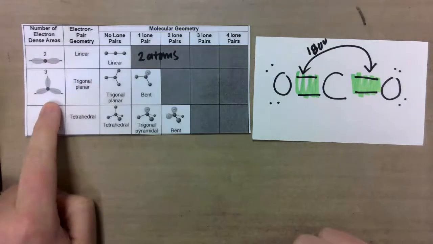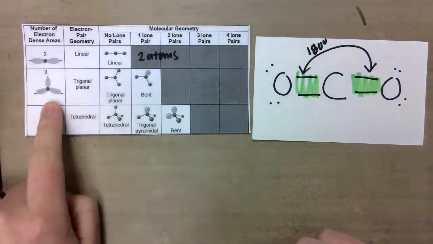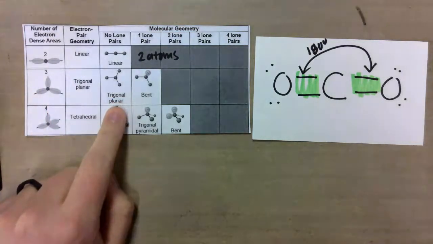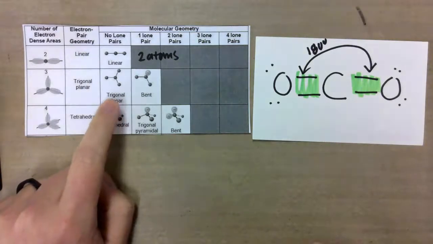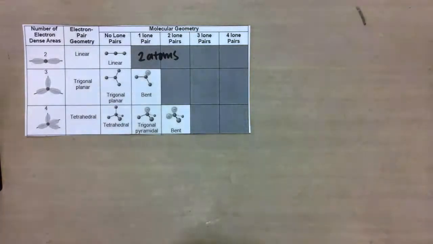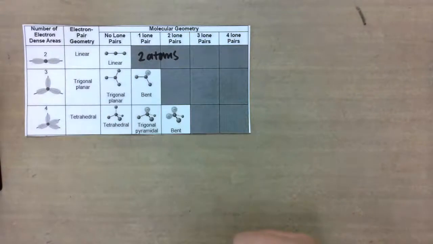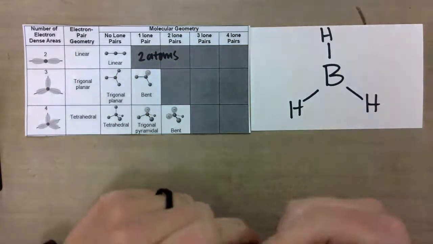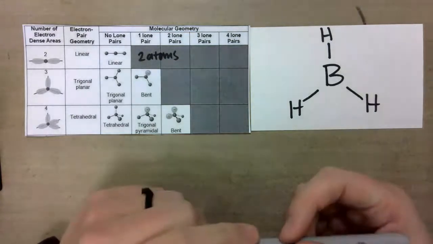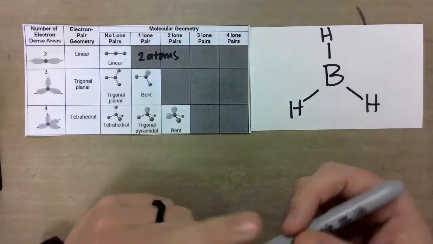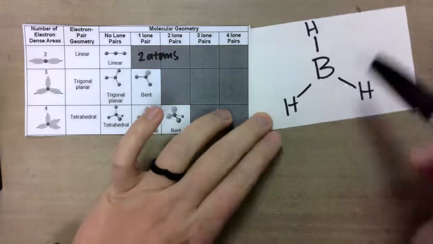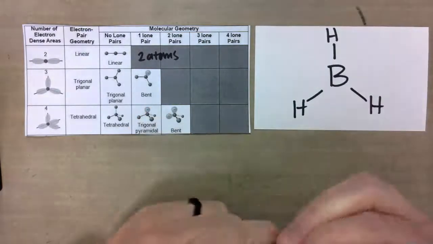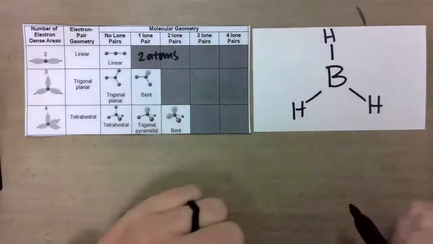Moving on to three electron dense areas, if I have 3 bonds and no lone pairs on my center, I get a shape that we call trigonal planar. And here is an example of that. It's called boron trihydride. Boron is kind of a weird one. It only needs 6 electrons to have a satisfied outer valence shell. So boron doesn't need the octet, so we get this shape here.